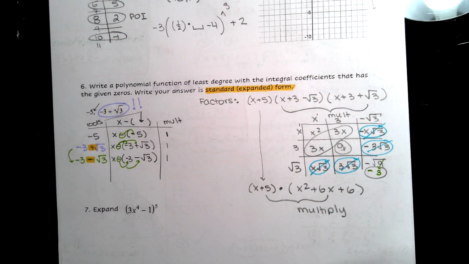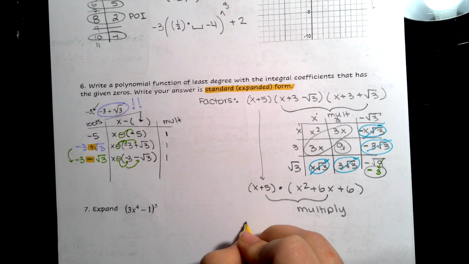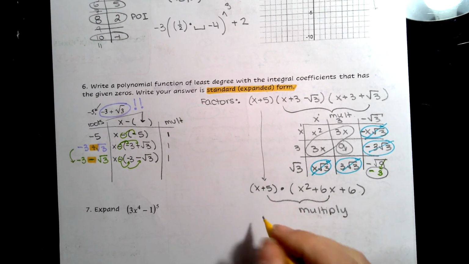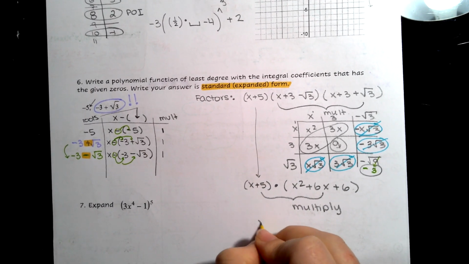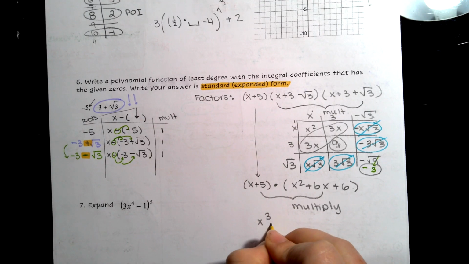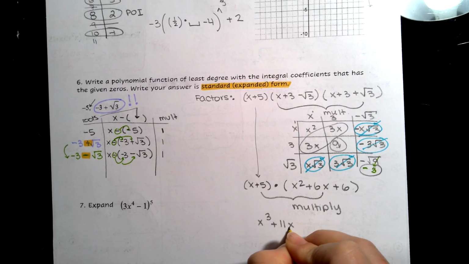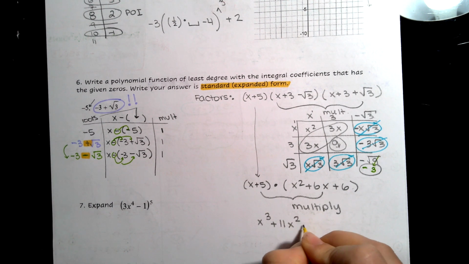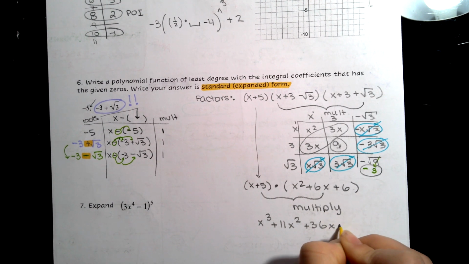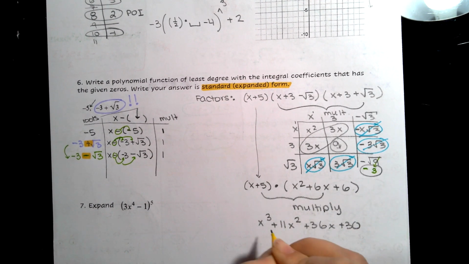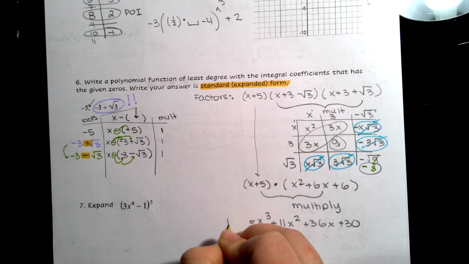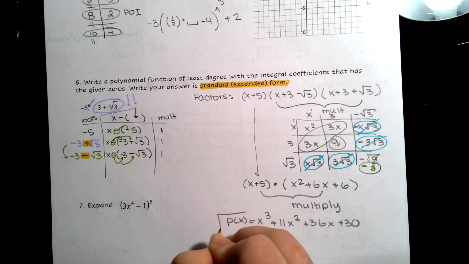Again, box method. And then you can write out your answer, which I'm going to do for you. So make sure you multiply this on your own. Please do not just copy the answer without showing me work. So the actual answer is x cubed plus 11x squared plus 36x plus 30. It is asking you to write a polynomial function, so p of x must be there.